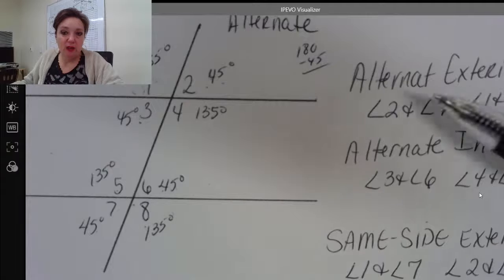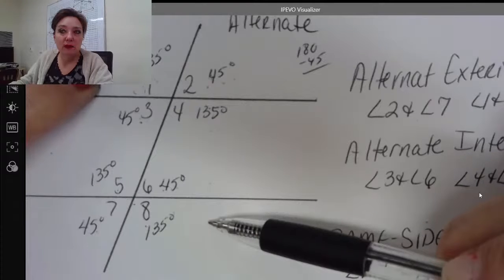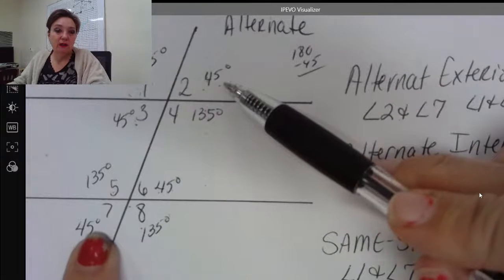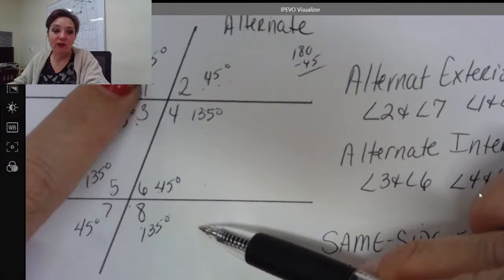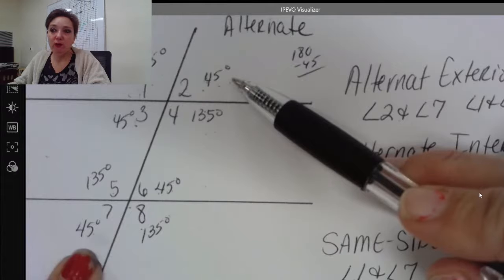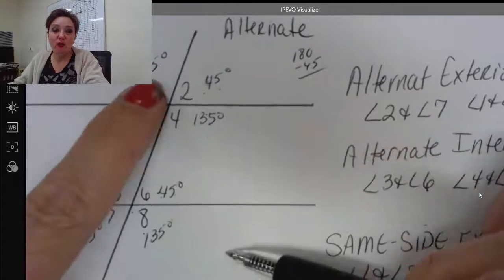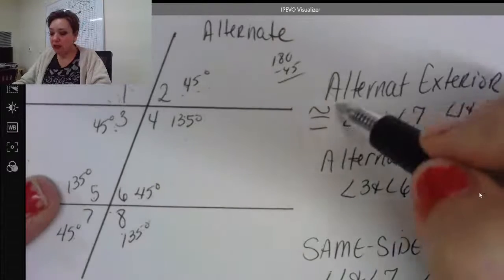Now I want to go back and look at these pairs for a minute. Alternate exterior, angle 2 and 7. What are they? They're both 45. Look at 1 and 8. What are they? 135. So angle 2 and angle 7 were both 45. Angle 1 and angle 8 were both 135. What conclusion can you draw about alternate exterior angles based on that? Do 2 and 7 add up to 180? True, but I think that's just a weird coincidence, because look at 1 and 8. Do they add up to 90? No. But what do we know about 2 and 7? They're congruent. What about 1 and 8? They're congruent. So guess what we know about exterior angles? Alternate exterior angles are going to be congruent.